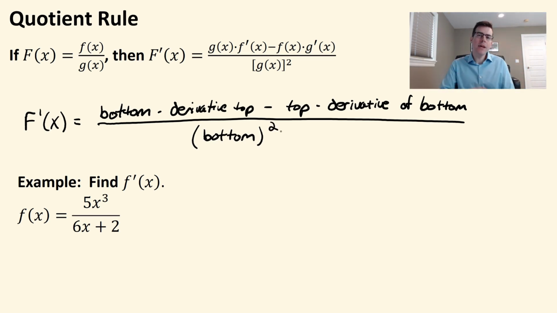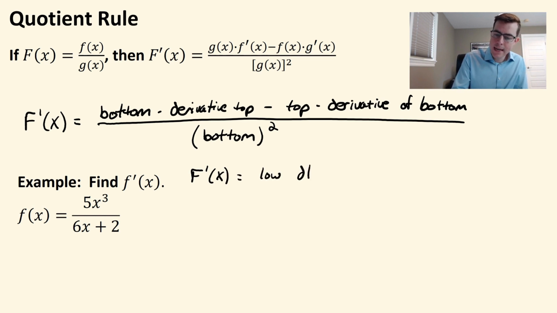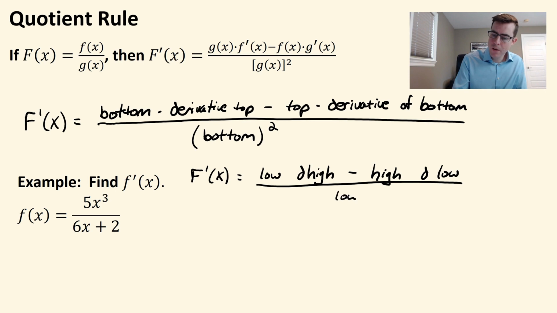I also heard something pretty creative, pretty clever from one of my students recently, and I think this might help too. Some people remember when taking the derivative of this as thinking of it as low d high minus high d low, all over low squared. And I think they kind of made it into a tune: low d high minus high d low all over low squared. Okay, so that kind of helped them to remember. So that was the low times the derivative of the high, minus the high times the derivative of the low, all over the low squared. But whatever helps you to remember this, stick with it.